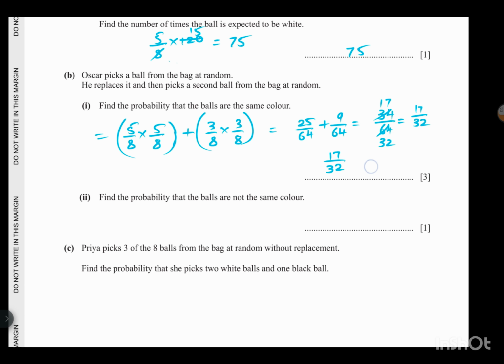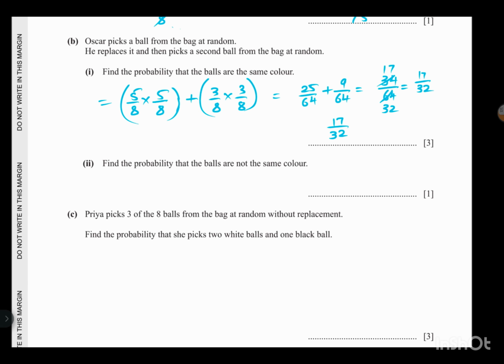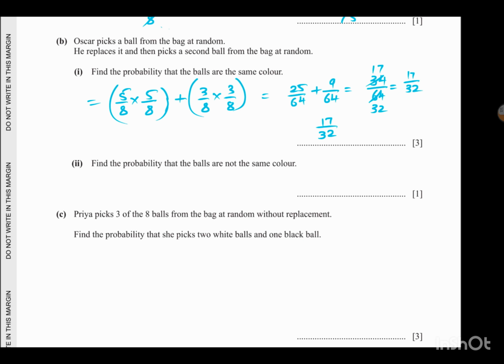Let me show you this. B2. Find the probability that the balls are not the same color. The probability that the balls are not the same color. So that means it is white and black.